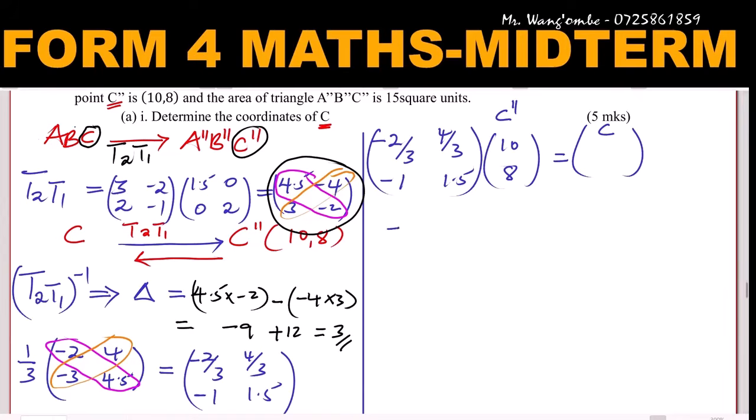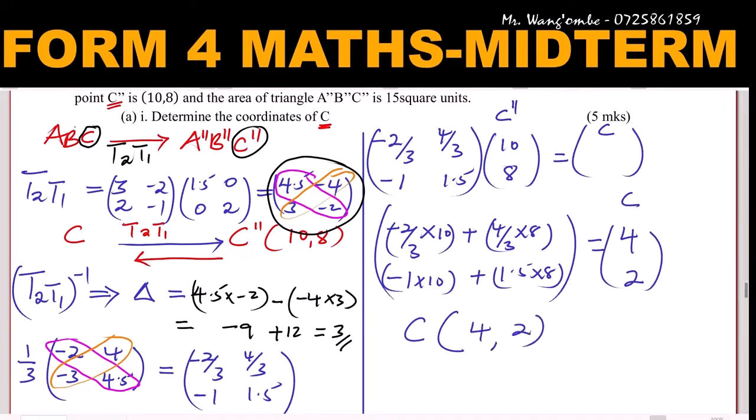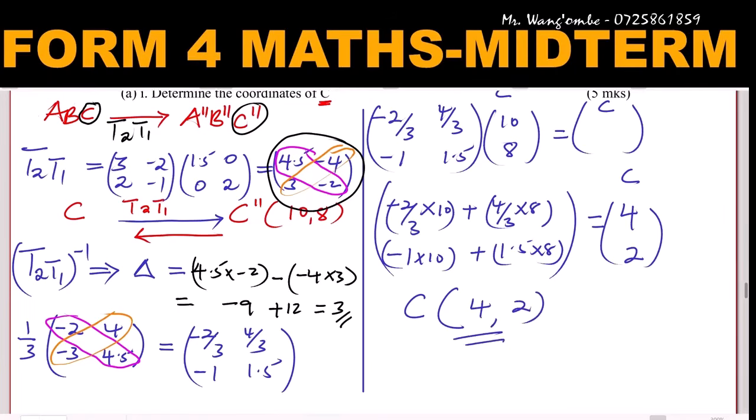I'll do it here. So negative 2/3 multiplied by 10 plus 4/3 multiplied by 8, and then row 2 column 1 you have negative 1 times 10 plus 1.5 times 8. So this will give 4, and this will give 2. So that is C. So the coordinates of C will therefore be 4, 2. So that is how you're supposed to work out the first part.